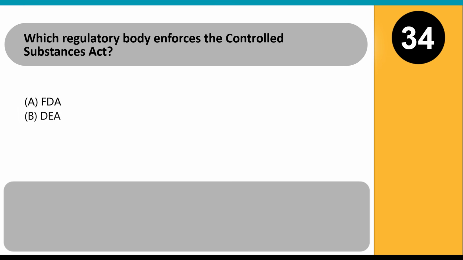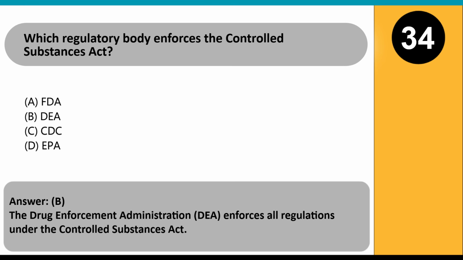Which regulatory body enforces the Controlled Substances Act? A. FDA. B. DEA. C. CDC. D. EPA. Answer, B. The Drug Enforcement Administration, DEA, enforces all regulations under the Controlled Substances Act.